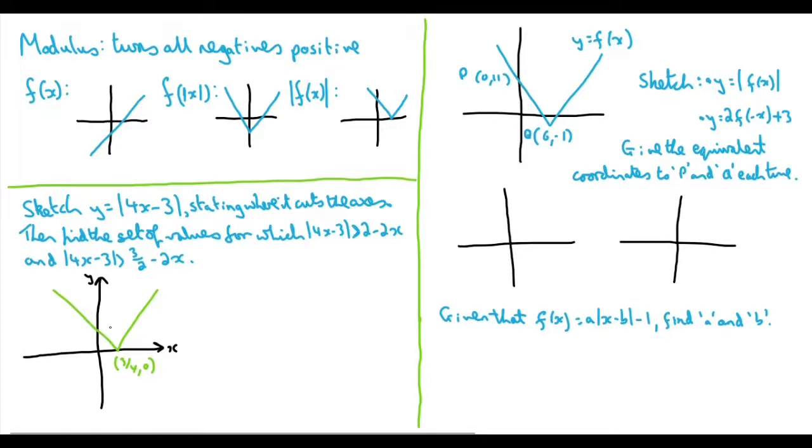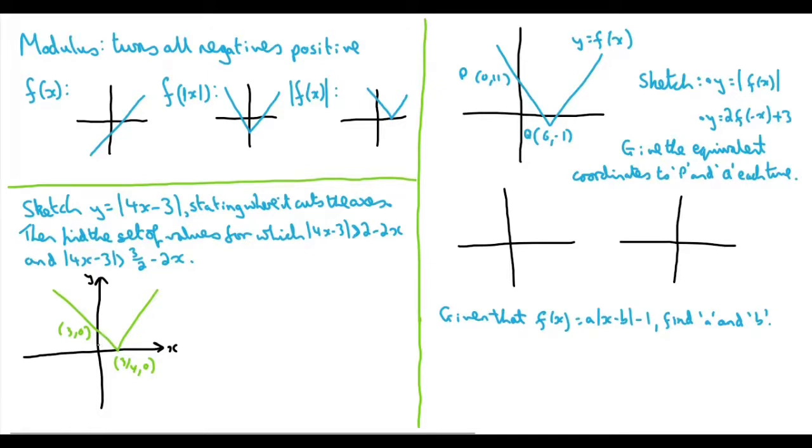As for where it then cuts the y-axis, well, usually if there hadn't been the modulus sign, then we'd just say, okay, well, 4 times 0 is 0, so minus 3 is minus 3. It would usually cut at minus 3, but now that minus goes away, so it's going to cross at just a regular 3, 0.